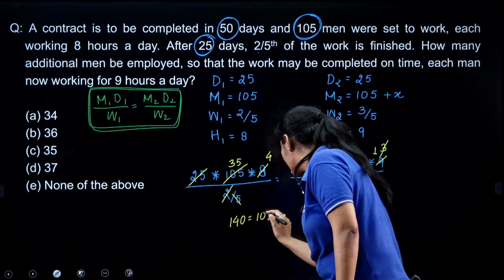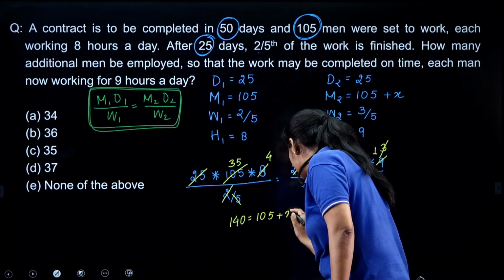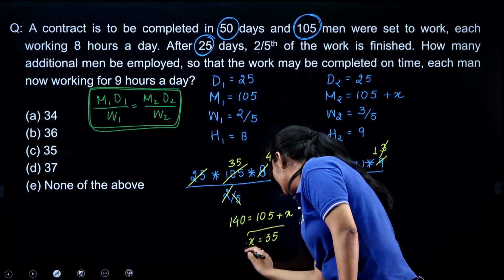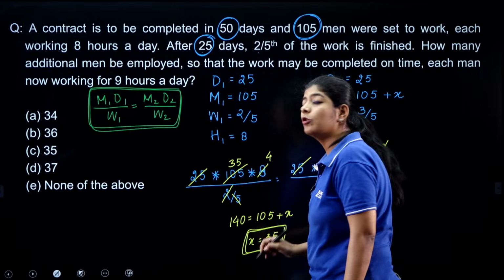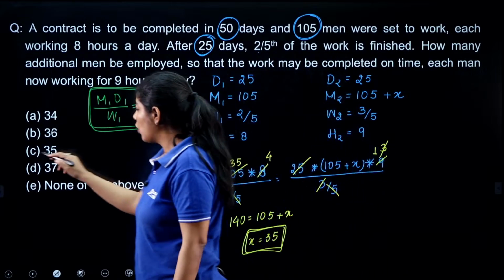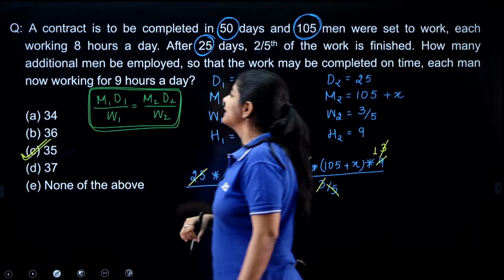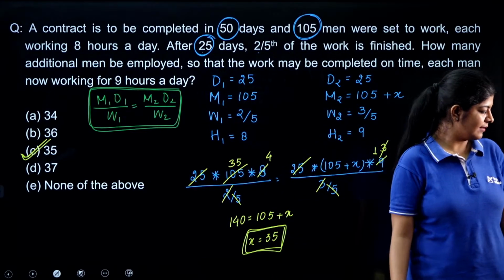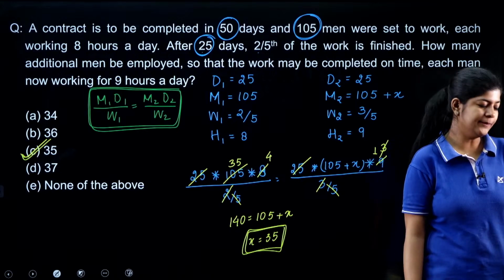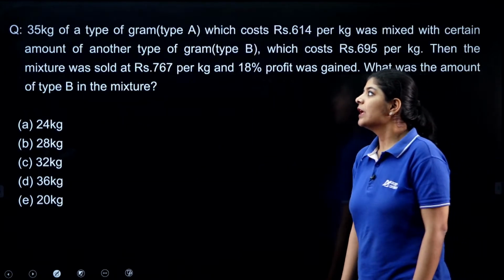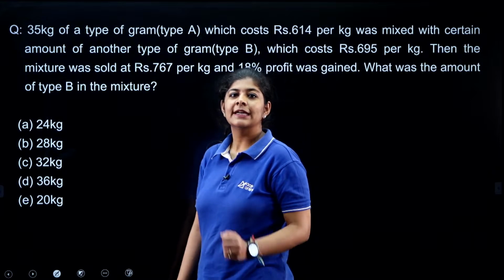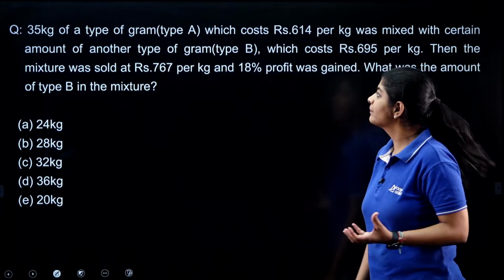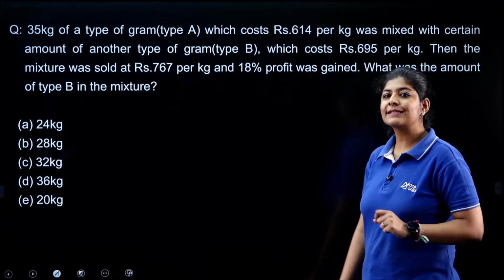140 is equal to 105 plus x. So the value of x that we got over here is 35. That means we need to hire 35 more men to complete the work on time. Option number C is the correct one. Is it clear? Next.